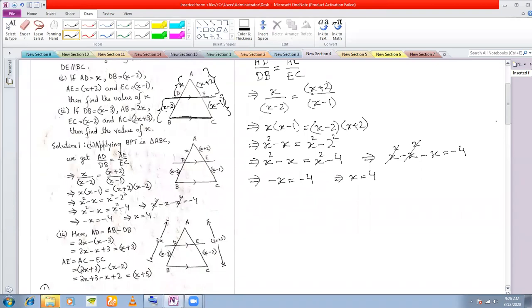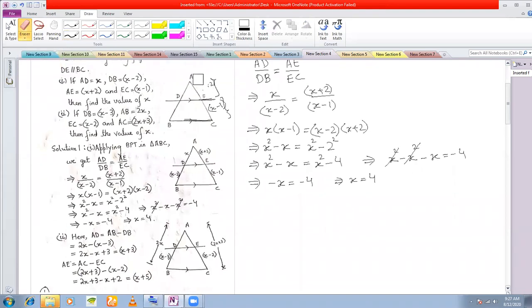Let's see part 2. Same figure, but the given data is changed. So you apply BPT, but with certain data manipulations. So what is given here? DB is given to you as X minus 3. AB, that means this side, is given to you as 2X. EC is given to you as X minus 2. And AC is given to you as 2X plus 3. So therefore, once I know DB and once I know AB, I can find out AD.